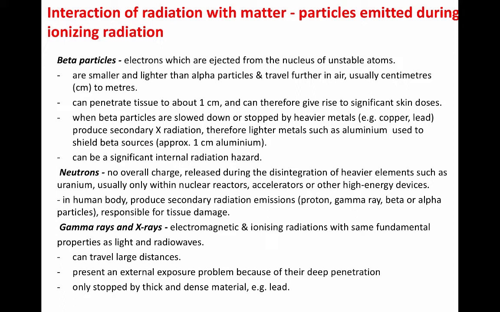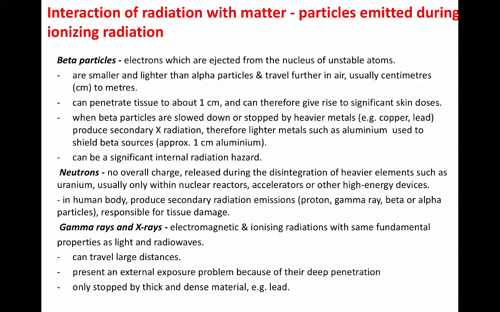When higher energy beta particles are slowed down or stopped by heavier metals such as copper or lead, they produce secondary X radiation. Therefore, because of this secondary radiation, lighter metals such as aluminium are used to shield beta sources. It takes approximately 1 centimeter of aluminium to shield. Like alpha particles, beta particles can be a significant internal radiation hazard.